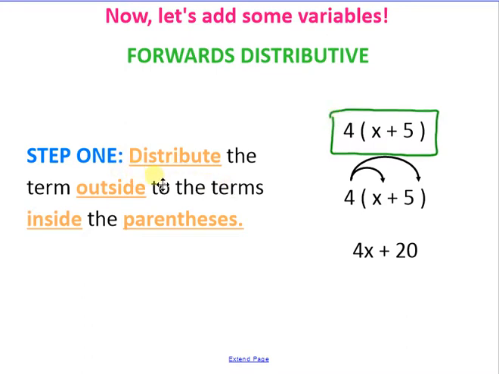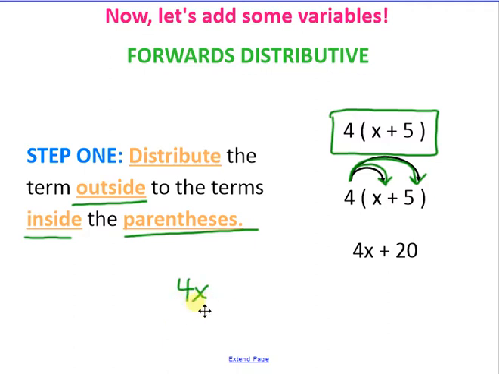Step 1 is you're going to distribute the term on the outside to the terms on the inside of the parentheses. So in this case, a 4 is on the outside, and you're going to take it. You're always going to distribute to the first term first and to the second term second. Now, when you're multiplying a number times a variable, such as 4 times x, you're going to put them together like this: 4x, because we don't know what x is, so we cannot find the actual value of 4 times x.